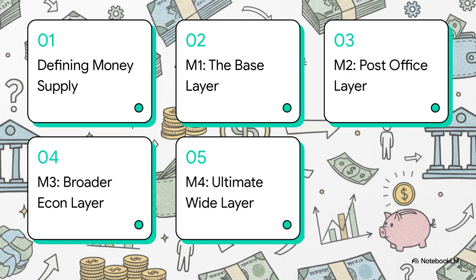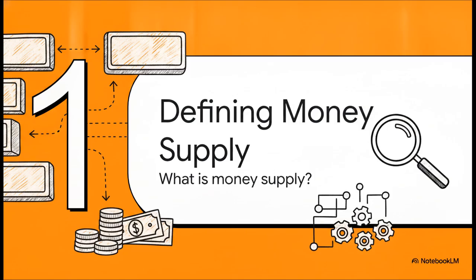Here is our structural dashboard menu for today. First, defining money supply. Second, M1, the base layer. Third, M2, the post office layer. Fourth, M3, broader economic layer. And fifth, M4, ultimate wide layer. So, starting right off with section 1, defining money supply.